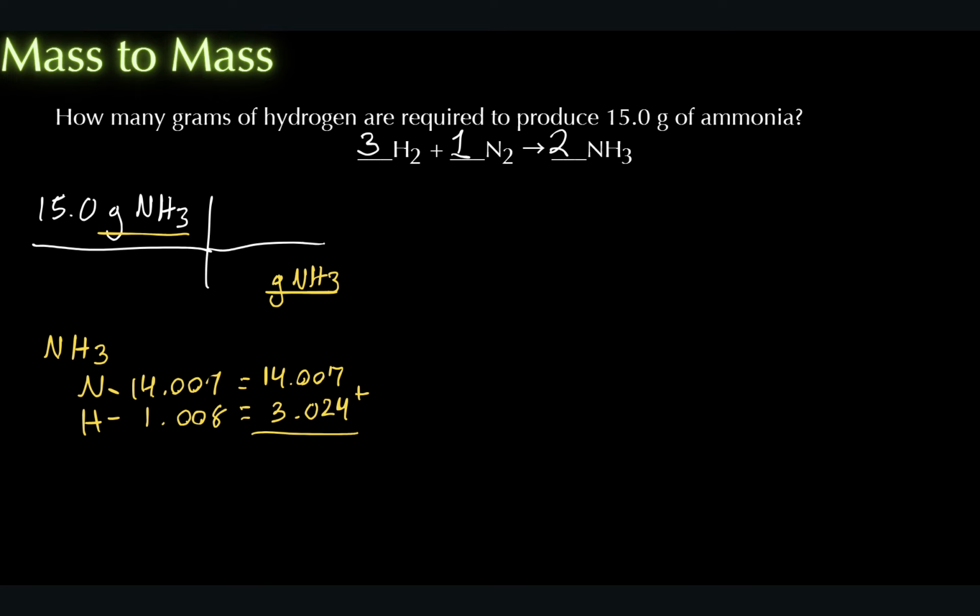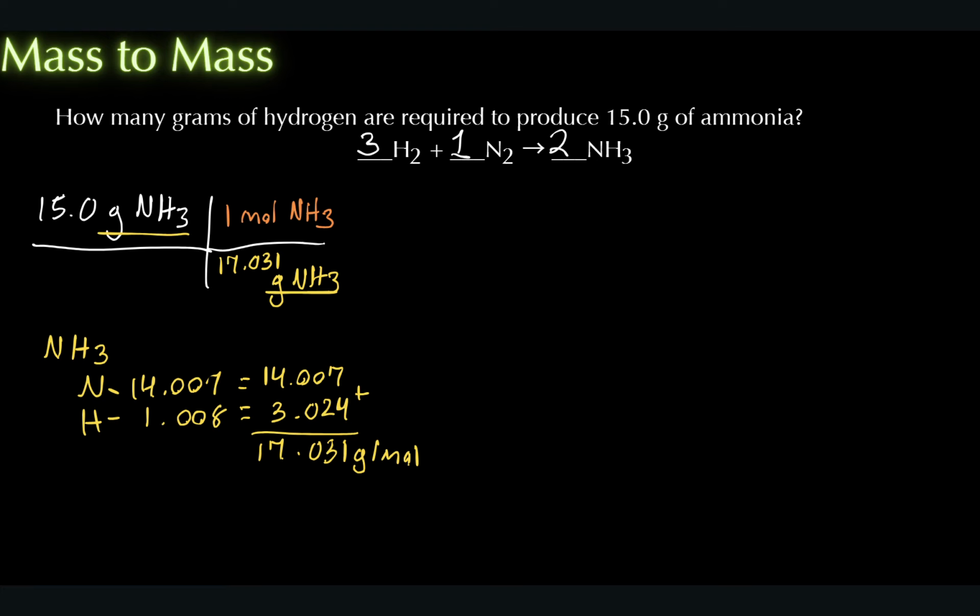Adding these together, we should end up with 17.031 grams per mole. Now that 17.031 is being placed into our setup. The mass is always equal to 1 mole, so this will be our 1 mole of our NH3.